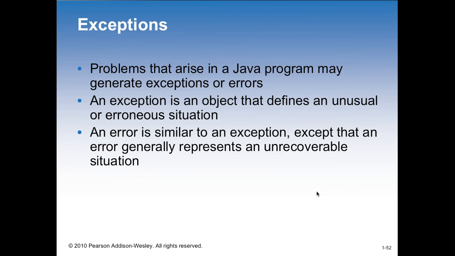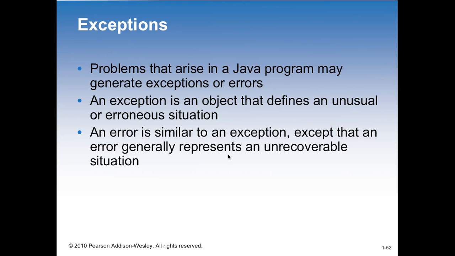You run out of table space, and so the user makes the table space bigger, adds more data to it. So basically, it's saying that that's wrong. You should have the structure dynamically get bigger if it needs to. In terms of exceptions, the problems that arise with Java programs may generate errors or exceptions. An exception is an object that defines an unusual or erroneous situation by definition. An error is similar to an exception, except that the error generally represents an unrecoverable situation.